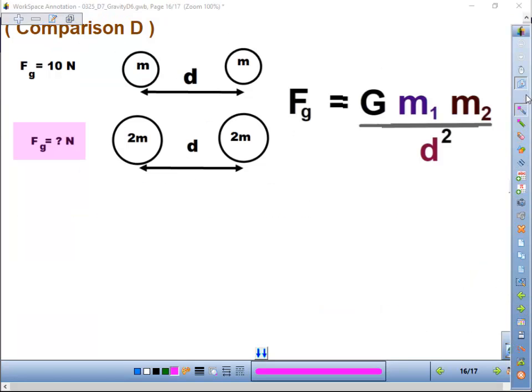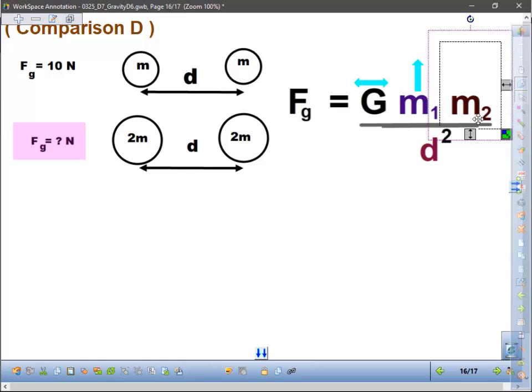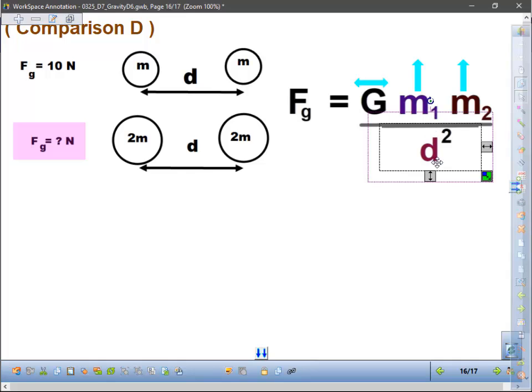Let's try this example. Comparison D. What goes above M1? That one is increasing. It went from m to 2m, so it is increasing. What goes above G? It's constant. Yeah, it's always constant. It's the universal law of gravity constant. Now what goes above M2? It's increasing. It goes from m to 2m, so it's getting bigger. What goes above the distance? Distance is constant. It stays the same distance apart.